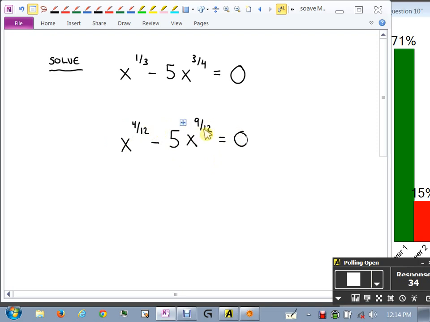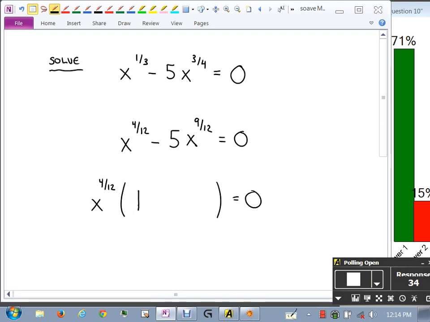Because these both have a 12th in the denominator, I'm going to factor out an x to the 1/12. Or, well, you know what? I can go even more than that. 4 twelfths. Let's see if that'll work. x to the 4 twelfths. What would be left here?